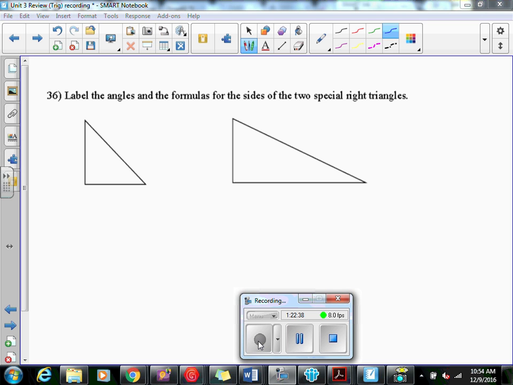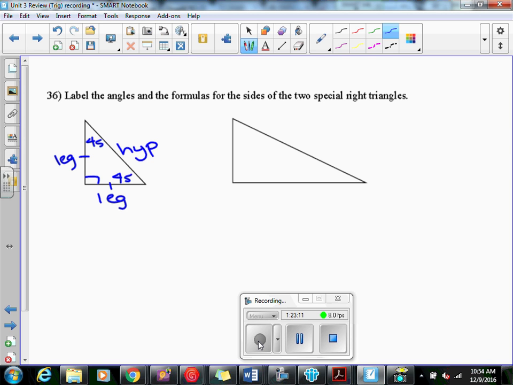So for this triangle, this would most likely be your 45, 45, 90 triangle. Remember that it's also called an isosceles right triangle because it's a right triangle and you're going to have two congruent sides. That's why it's isosceles. So these legs are equal. Don't go by the picture, go by what is in the picture. So these are your two legs, and this is your hypotenuse.